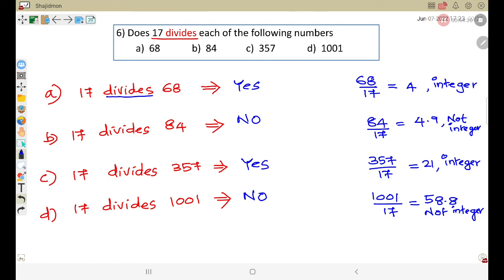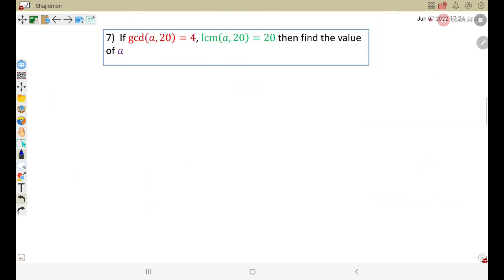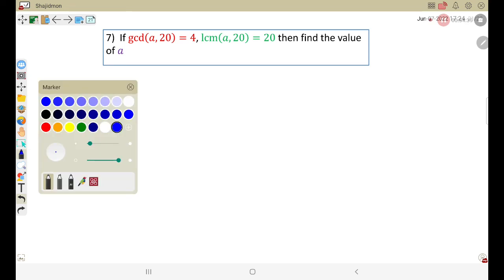Okay. Hope you understood this question. This is the basic 4.1 section, completely basic definitions only. Whatever you studied before, just revising. Okay. Now, question number 7.